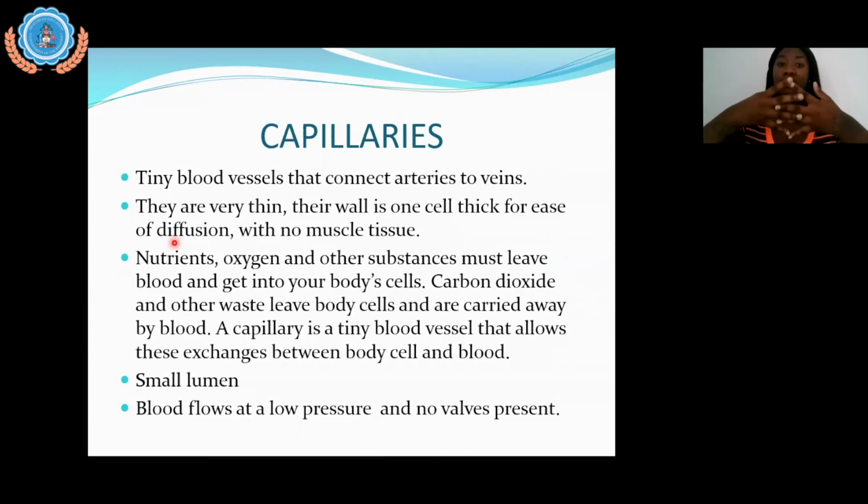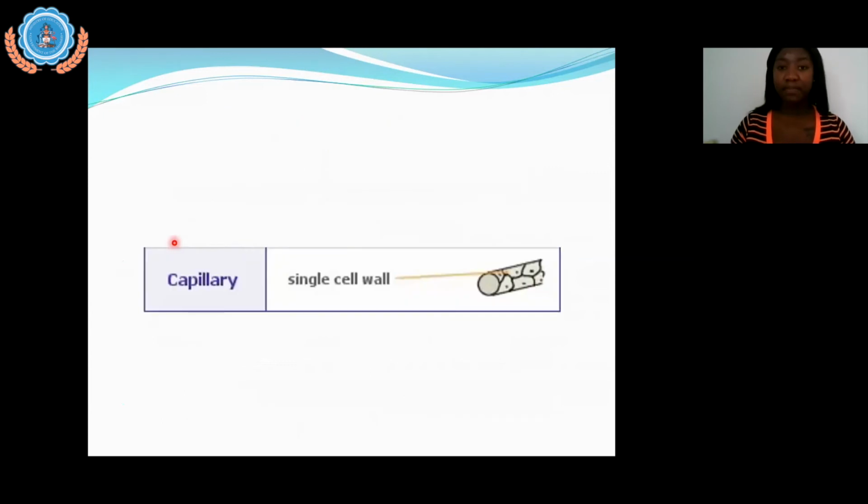And basically the nutrients, oxygen, and all the other things that are needed for the blood pass through these capillaries because they're only 1 cell thick. So their lumen, in this case, is very small, and blood flows at a low pressure with no valves present. And here we have a picture of a capillary. Very small lumen and the 1 cell thick outer epithelial lining. Okay?